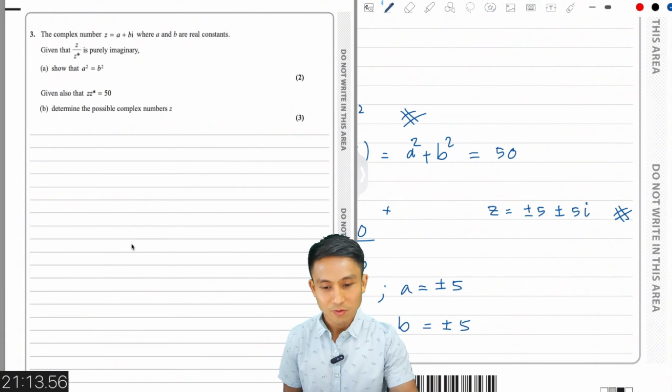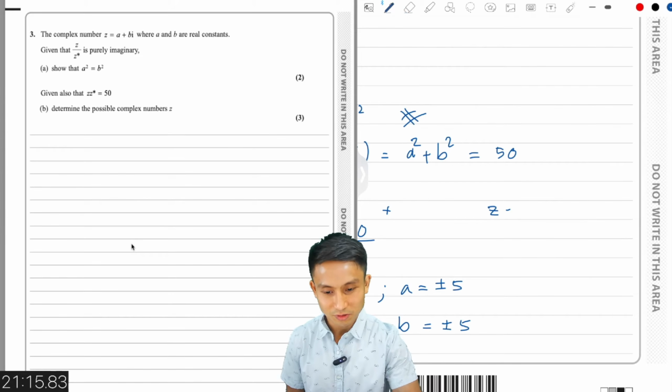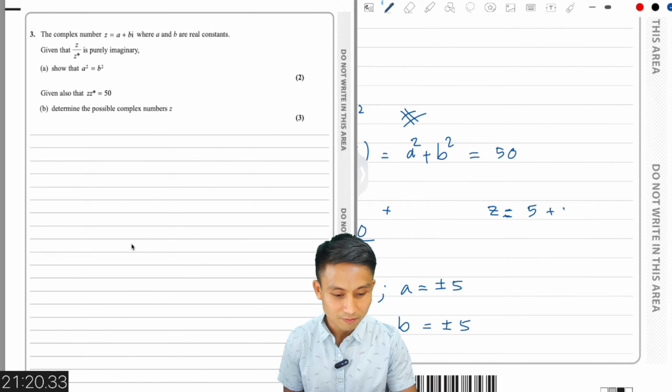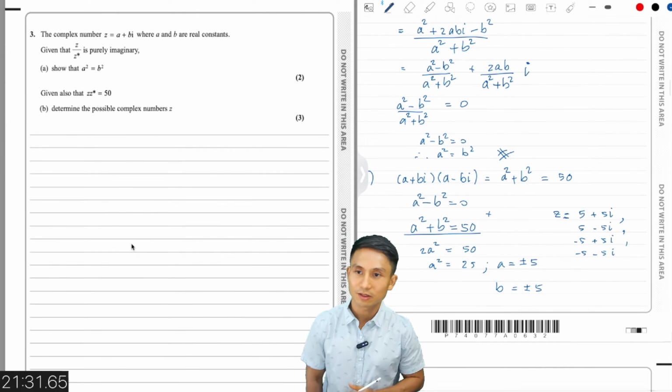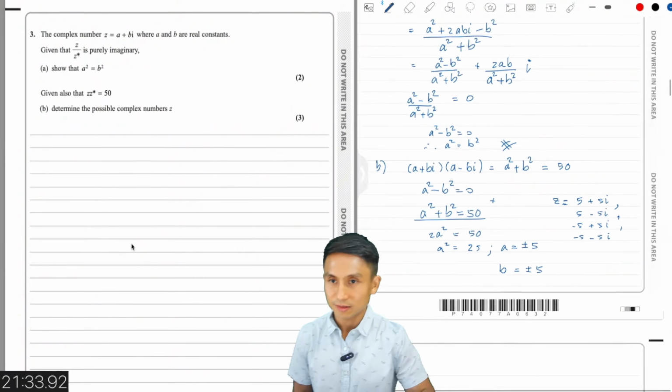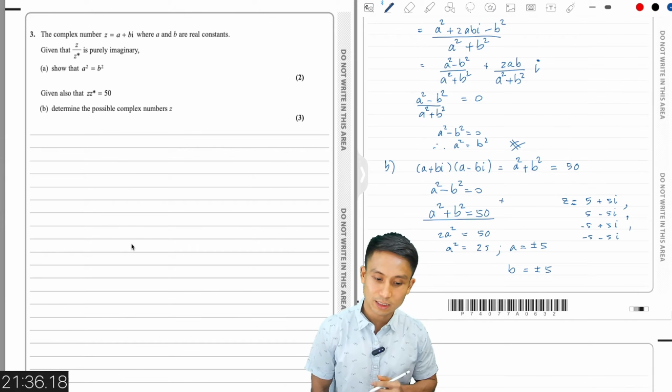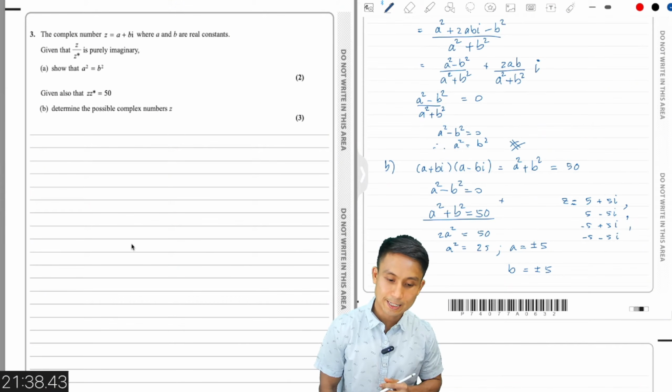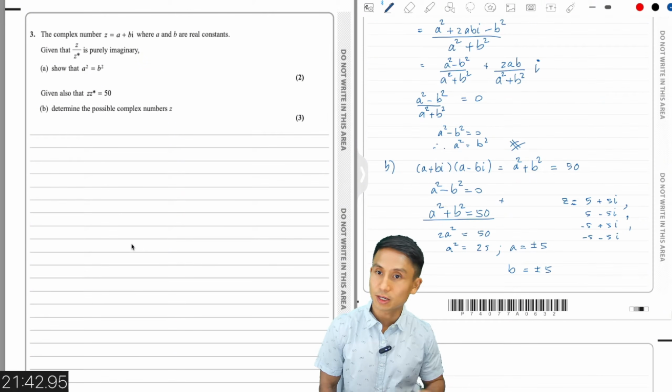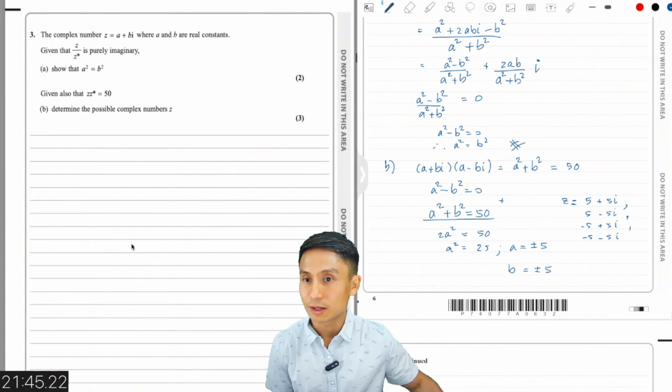Just to be safe, I'm just going to split them up: 5 plus 5i, comma, 5 minus 5i, comma, minus 5 plus 5i, comma, minus 5 minus 5i. Yeah, they're all different. Okay, I'm going to go with that. I think that should be fine. Yep, I think that's okay. All right.